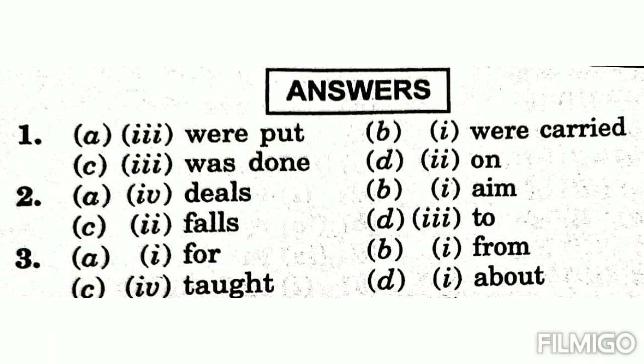Coming to the third exercise, for A blank, the answer is the first option, that is for. And for B blank, the answer is first option, that is from. For C blank, it is taught, that is the fourth option. And for D blank, it is the first option, that is about.